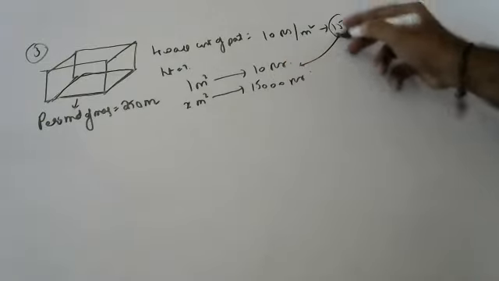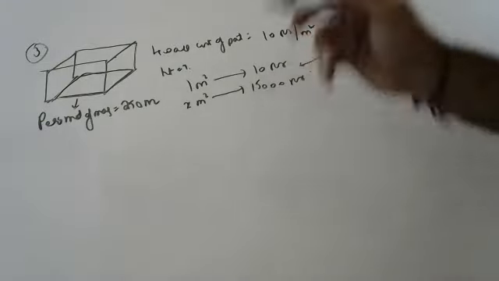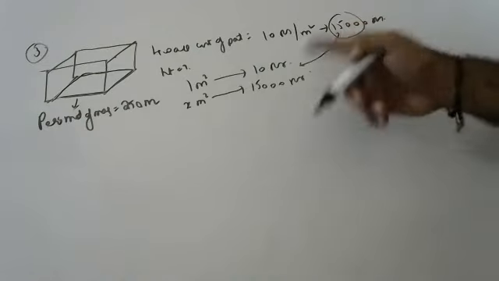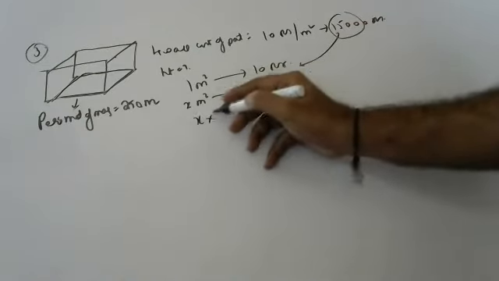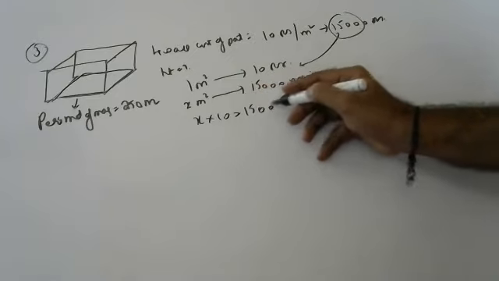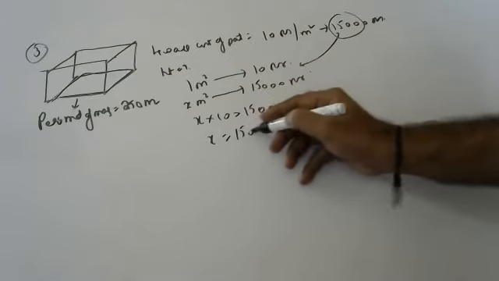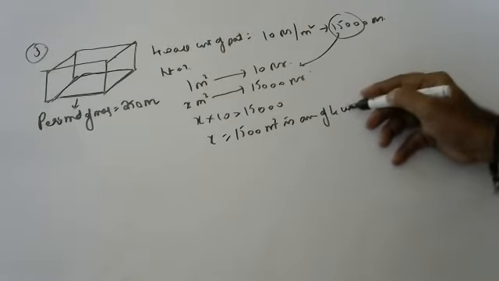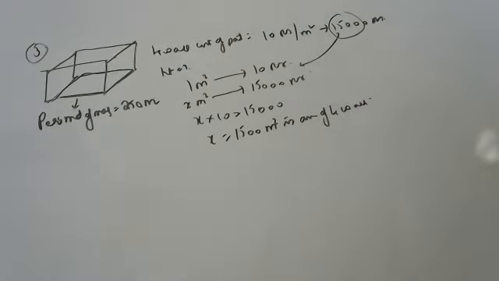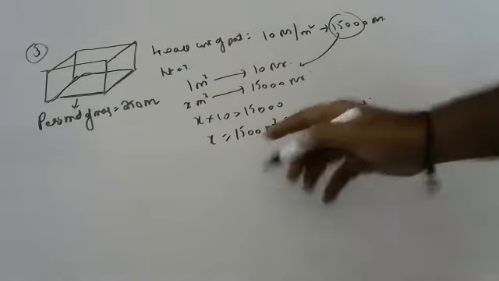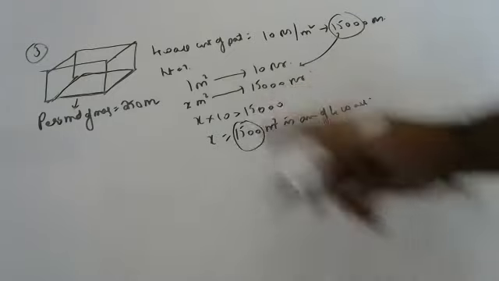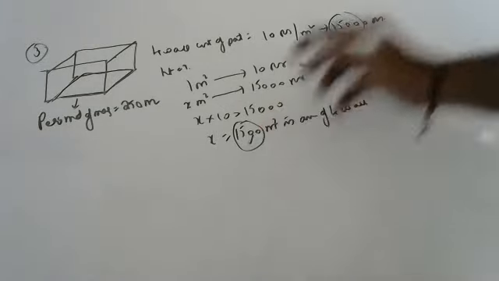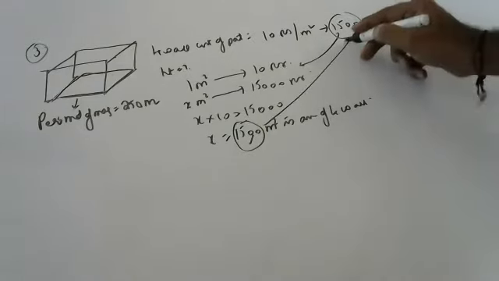You only get the total cost also. Again, 1 meter square is 10 rupees. For how many meters square area did it cost 15,000? Cross multiplication: x into 10 is equal to 15,000. So x is equal to 1500 meter square, the area of four walls. To paint 1500 meter square, it cost him 15,000 rupees.